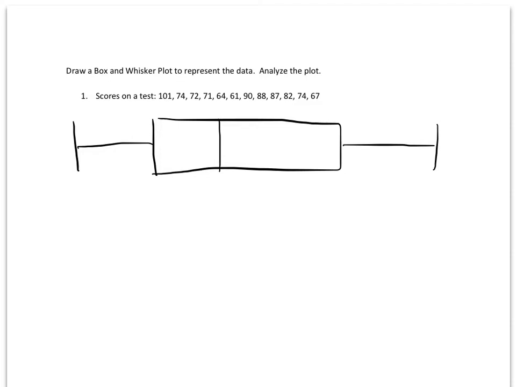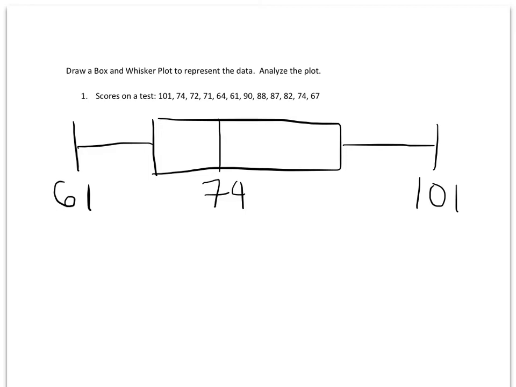The median, again, is the middle number. Here's the median, and that value is 74. That means half of the data is above 74, half of it is below. The next value I'm going to label for you is the maximum. The maximum is over here on the end, and it is 101. The next one I'm going to label is the minimum. The minimum is 61.